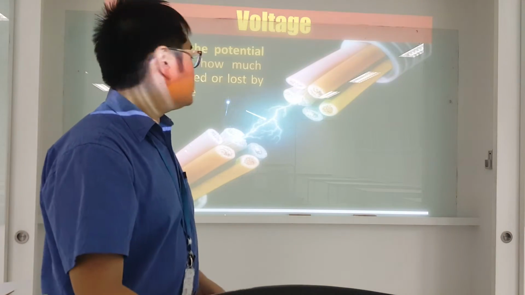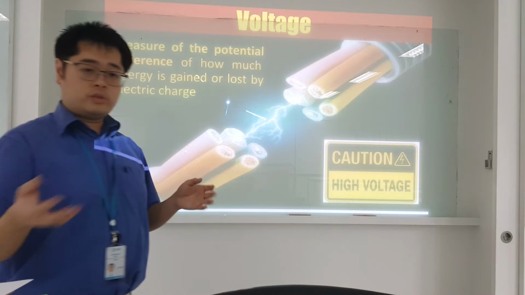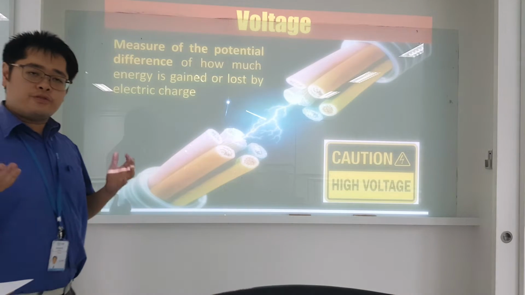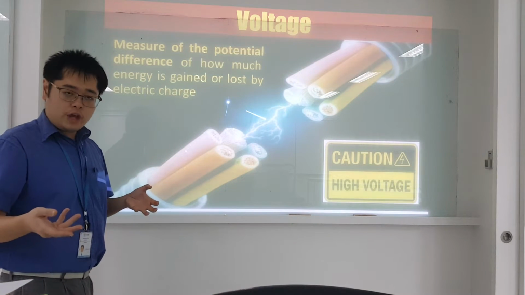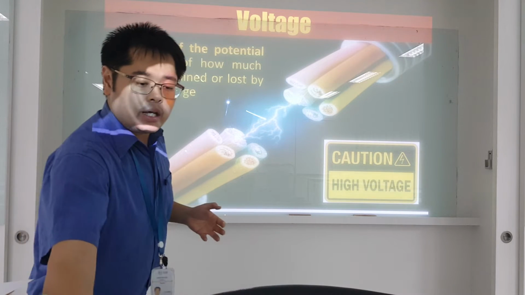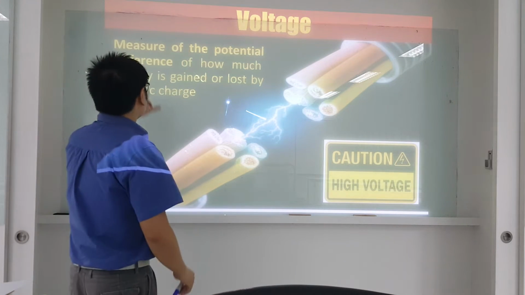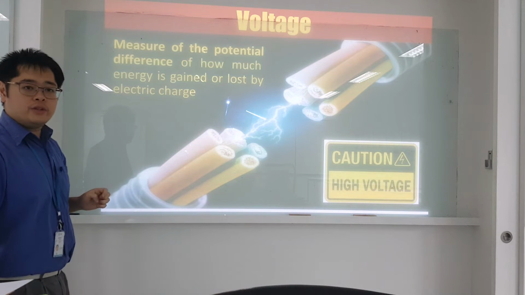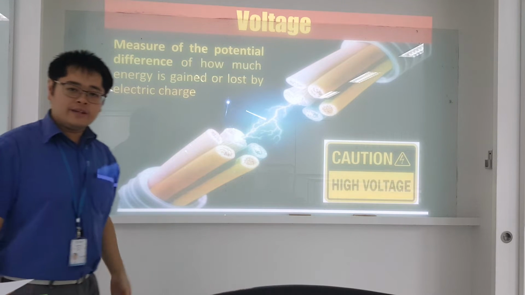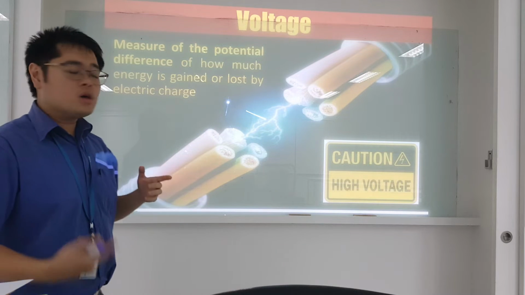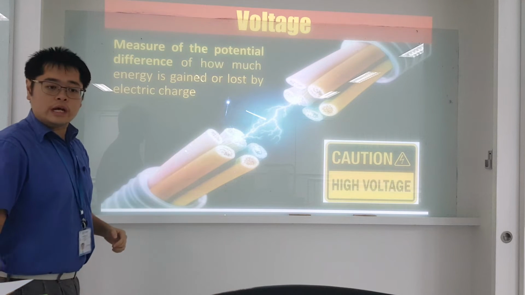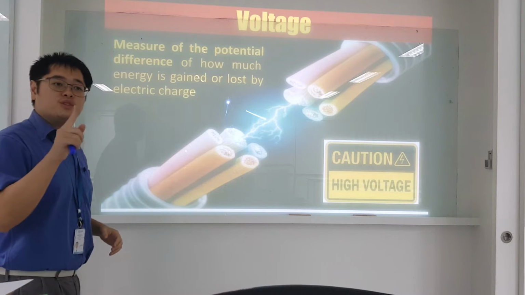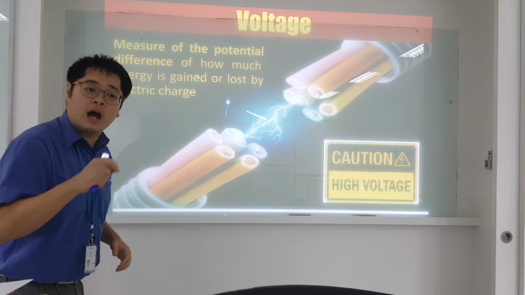The next one that we are going to talk about would be on voltages. There is a difference between a voltage and also a current. Let's have a look here. A voltage is the measure of the potential difference of how much energy has been gained or lost by an electric charge. So it's very different from charges just now, which is the current.